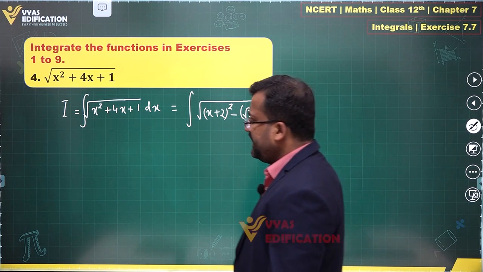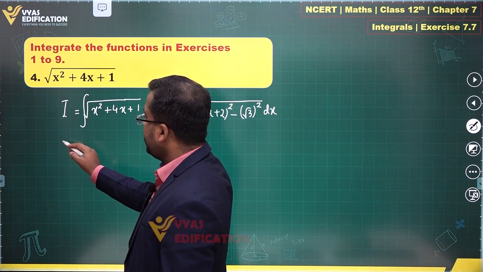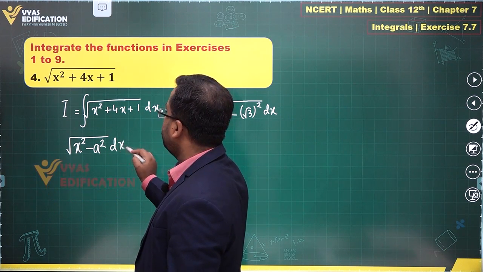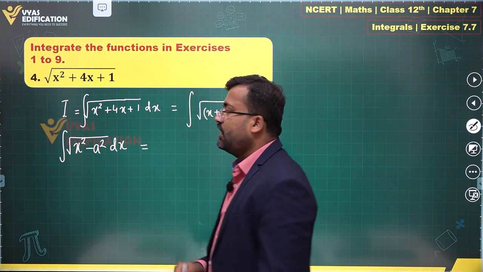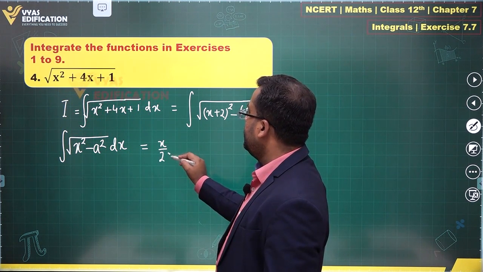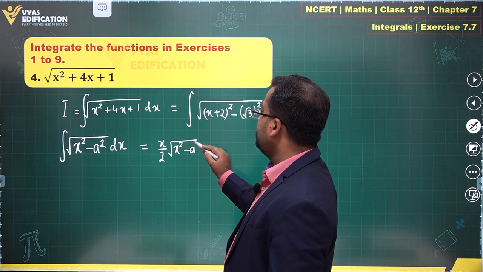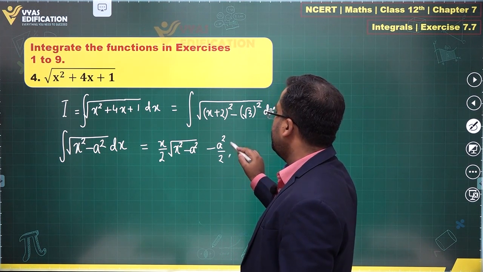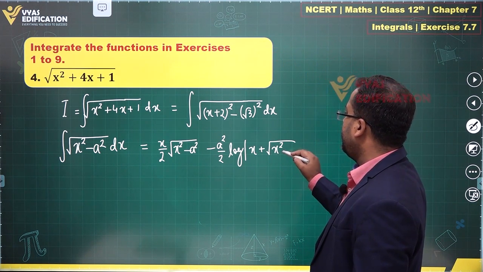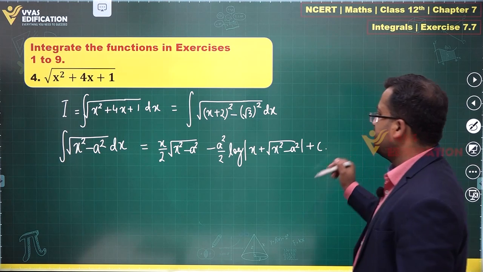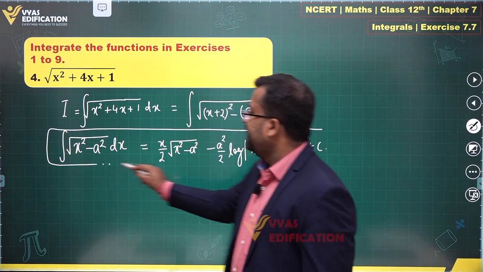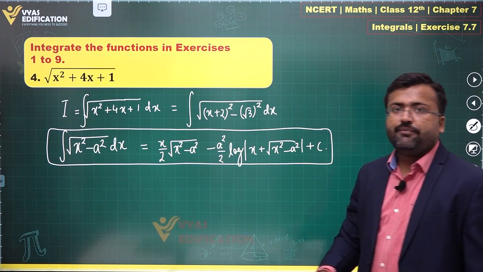Okay. Now once you are clear with this, therefore using the formula, the integral of x square minus a square dx, this integral is equal to what? This is the formula that's required, right? This is x by 2 under root of x square minus a square, minus a square by 2 log modulus x plus under root of x square minus a square, plus constant. This is the result that we need, right? The formula for writing the integral.